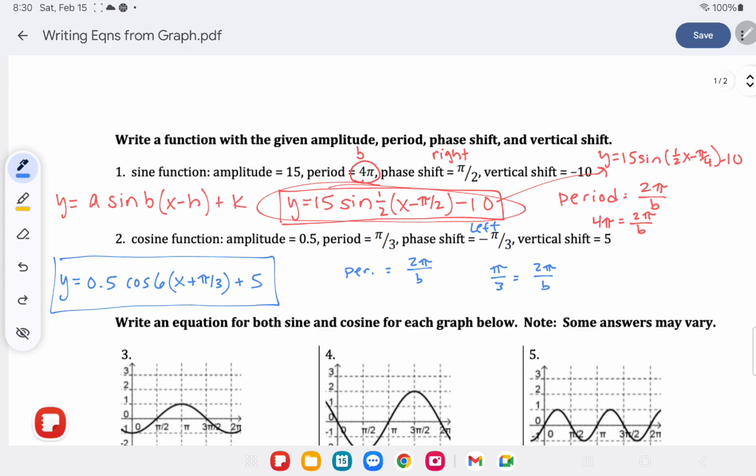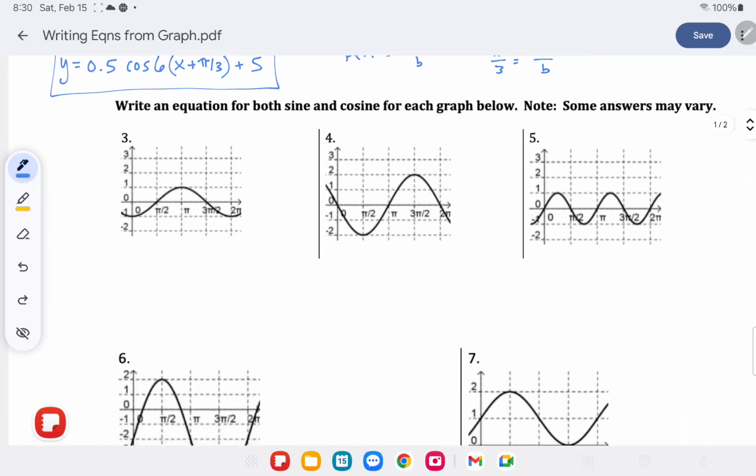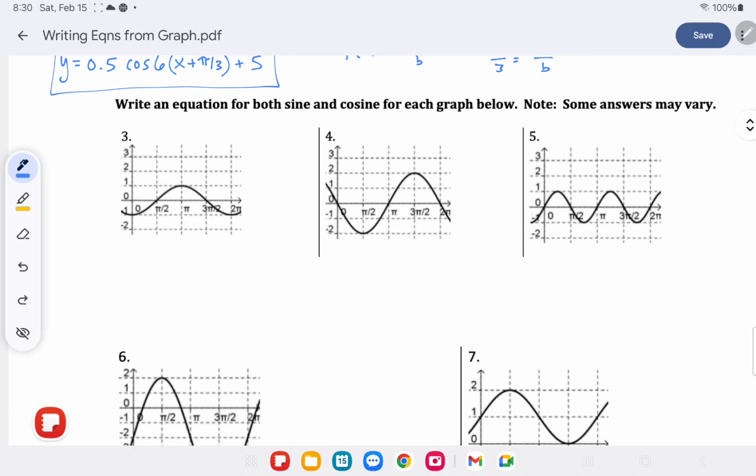So now let's do the same thing, but looking from a graph instead. I'm going to skip around on these. So all graphs, if you can write them as a sine function, you can also write them as a cosine function and vice versa. So all of these that we're going to look at could be written as a sine or a cosine. And so we're going to do each one as both. So I'm going to do number 3. We're going to skip around a little bit though.